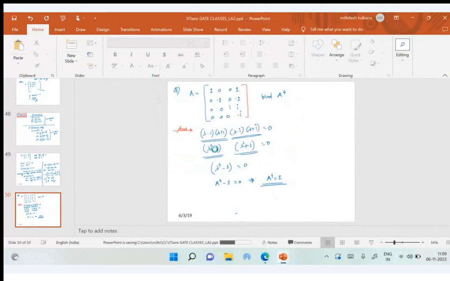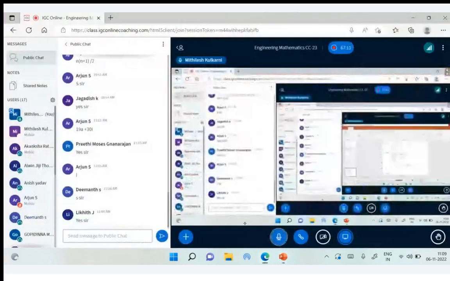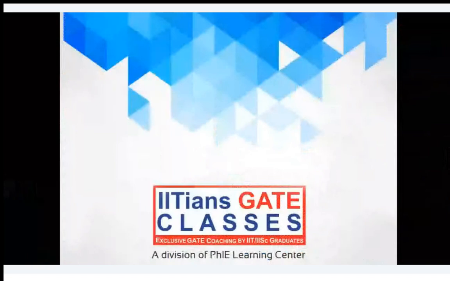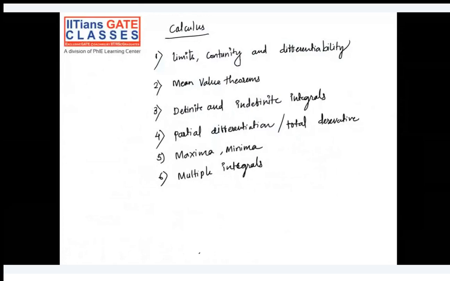Okay, so now we are going to start a new chapter, which is basic calculus. In this chapter, this is a very big topic. You can clearly see how many points are there: limits, continuity, differentiability, mean value theorem, definite and indefinite integrals, partial and total derivatives, maxima and minima, and multiple integrals. In multiple, it's double and triple integrals.